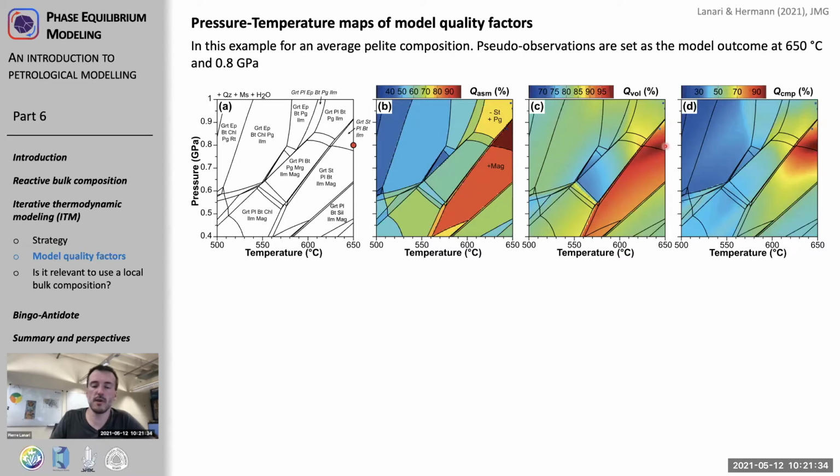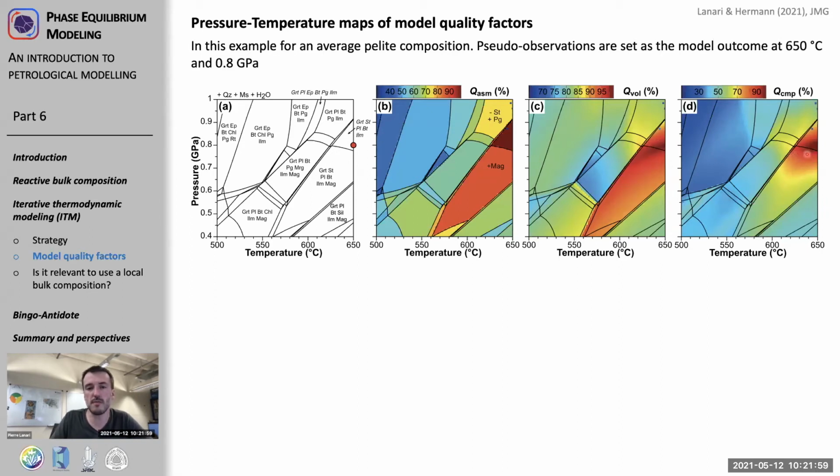The second one is the Q volume. Again, the maximum value is 100% at the PT condition of the peak that we use in this example. And then we have a decrease all around, but you see that now we have less effect of the mineral boundaries. So for example, adding magnetite in the model here will not affect the volume fraction in your model too much.